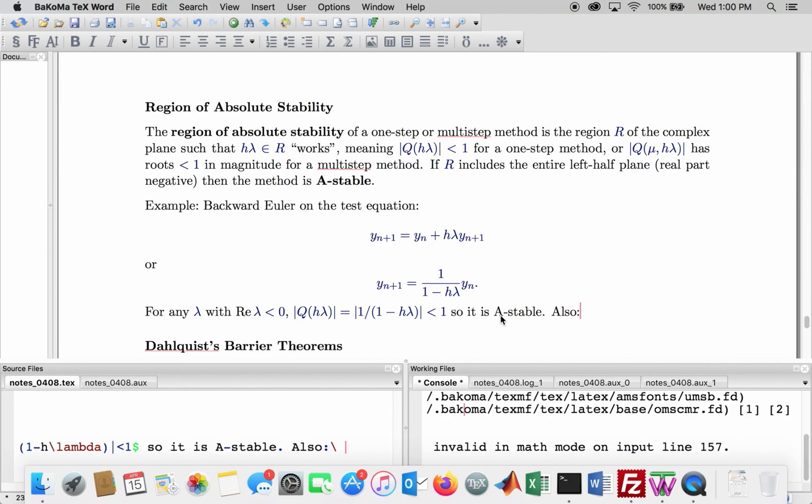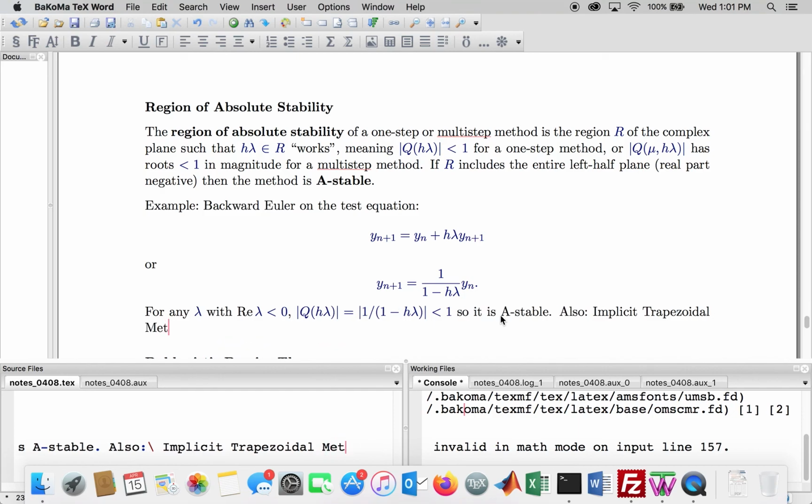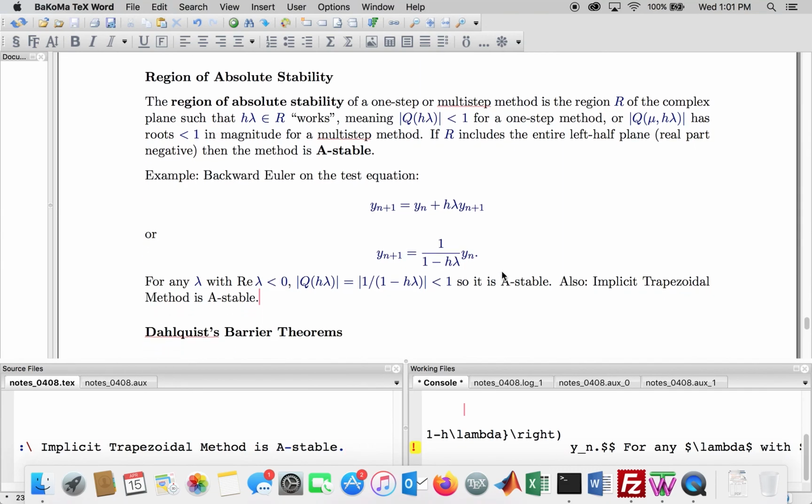Another method shown in the book that is also A-stable is the implicit trapezoidal method, which is nice because that is a second order accurate method, whereas backward Euler is only first order.